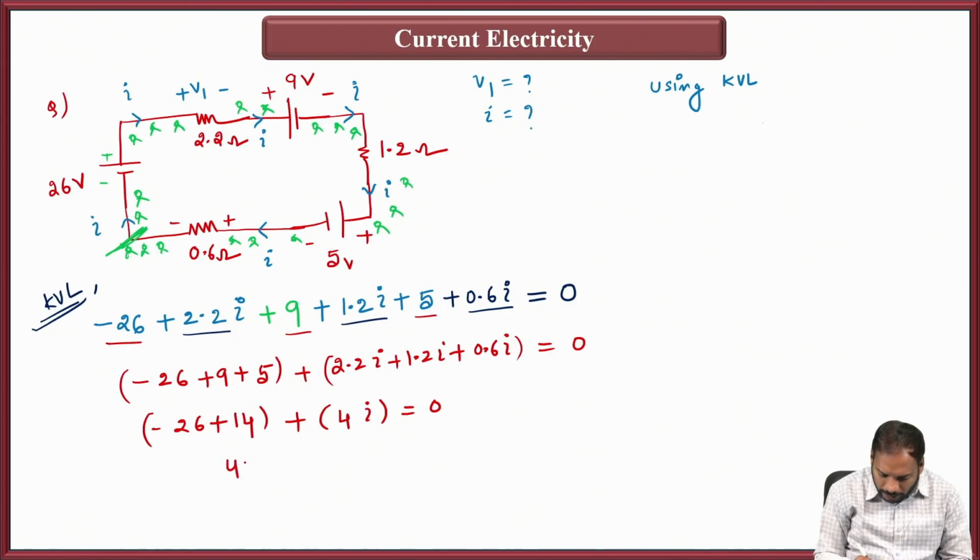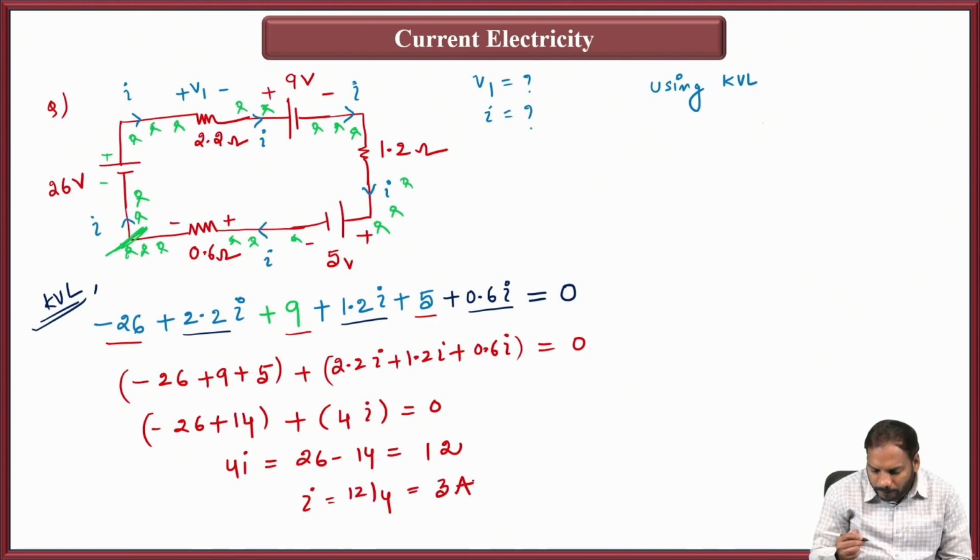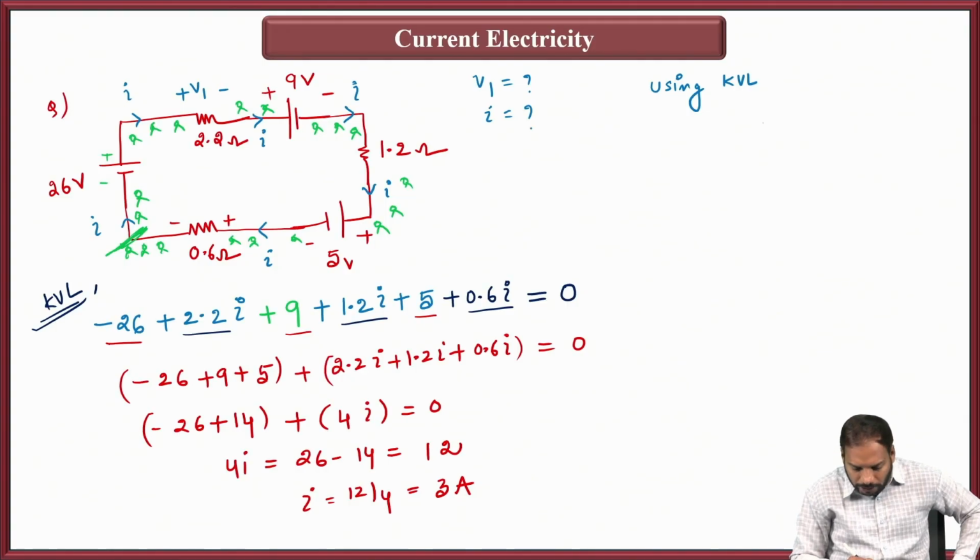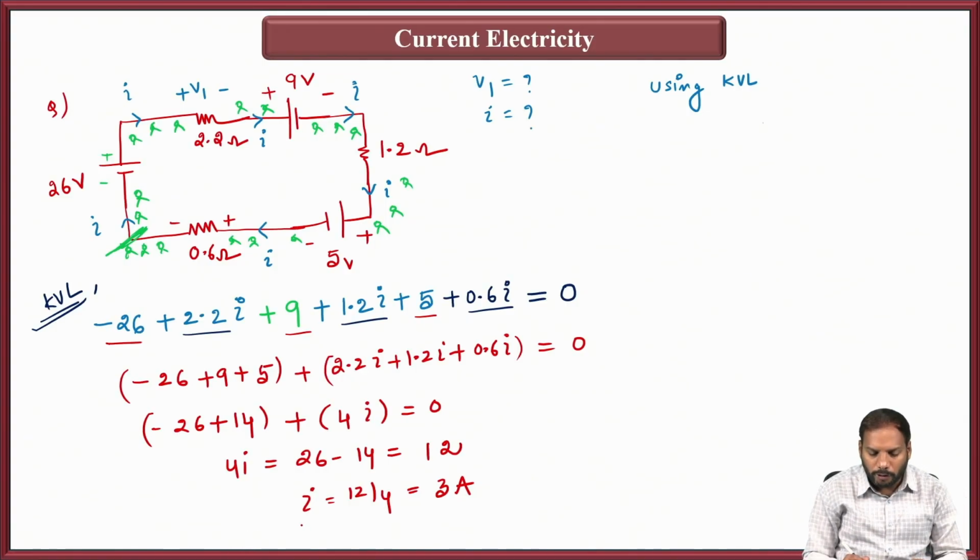So now 4i is exactly equal to 26 minus 14. So 26 minus 14 is 12. So I is equal to 12 by 4, which is equal to 3 amperes. So this is how you need to calculate the value of the current flowing throughout this loop using a simple KVL method. So I have calculated the value of I.